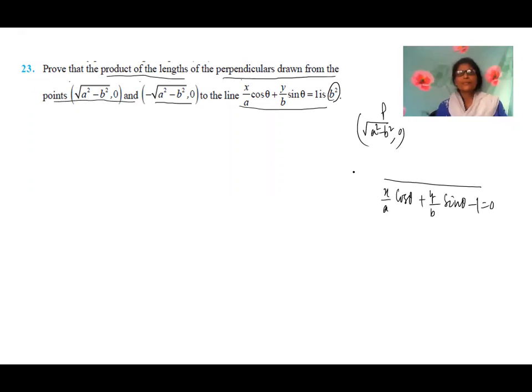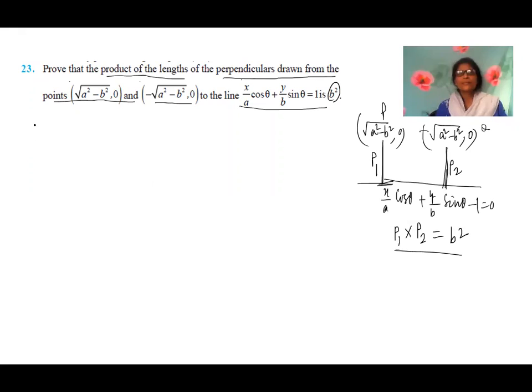Let this be P. From here, one perpendicular is P1, and the other point is (−√(a² − b²), 0), let it be Q. Here the perpendicular distance is P2. You have to show that P1 multiplied by P2 is equal to b². So all this is the distance from a point to a line.